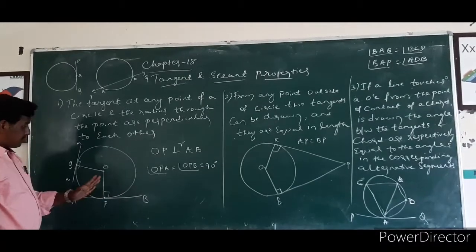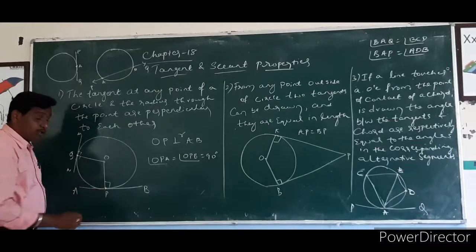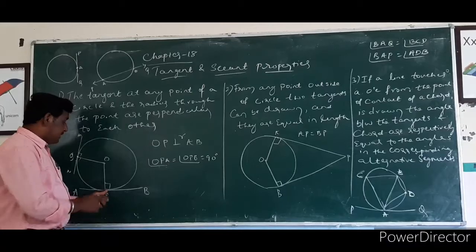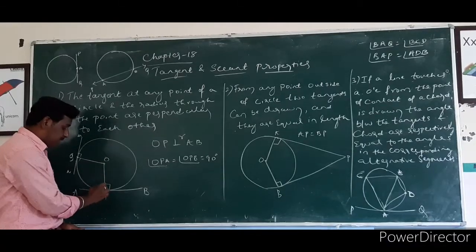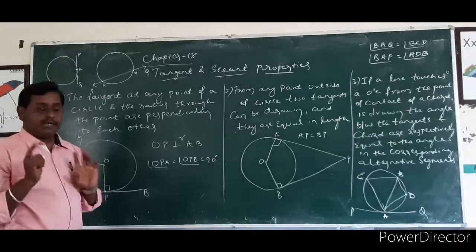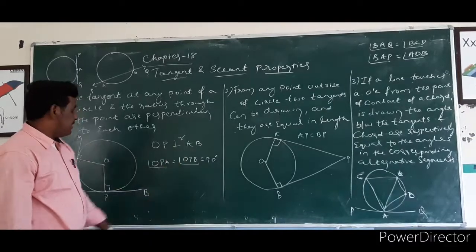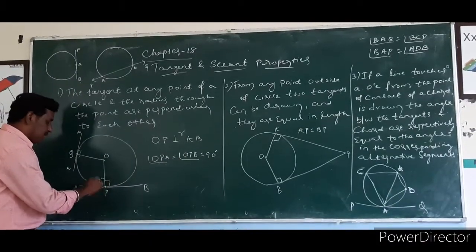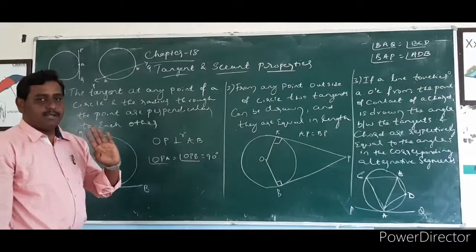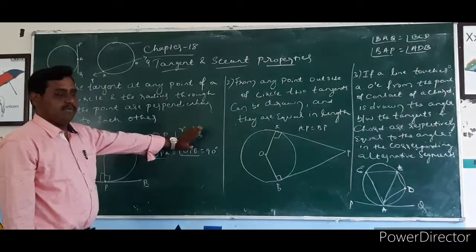Similarly, in this tangent AB, the point of contact is P. Point of contact means where the tangent and radius meet at one point. So the radius OP is perpendicular to the tangent. If these two are perpendicular, what does that mean? These two angles are equal to 90 degrees. Perpendicular means 90 degrees. This is the first point given in the syllabus.